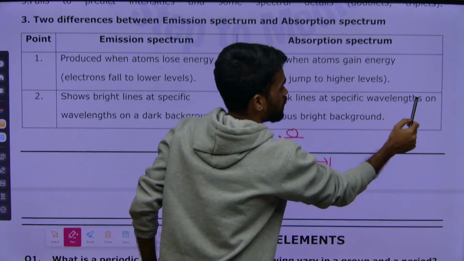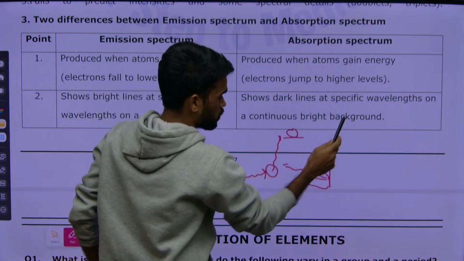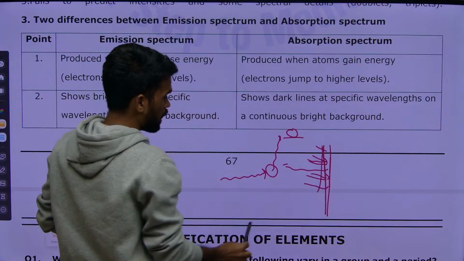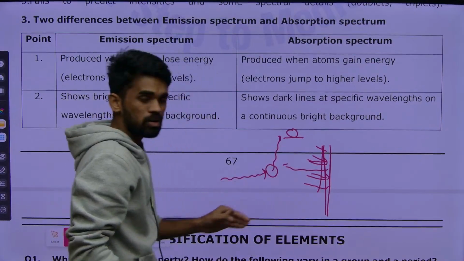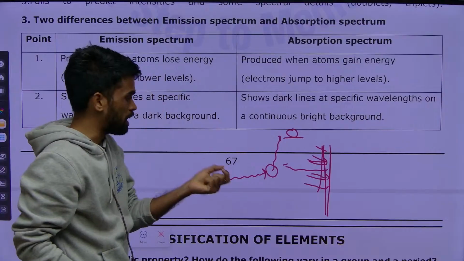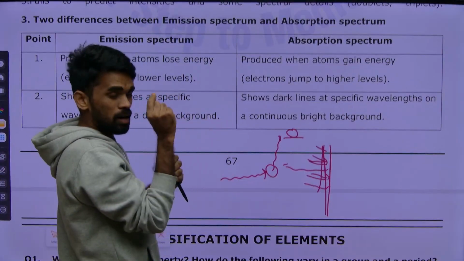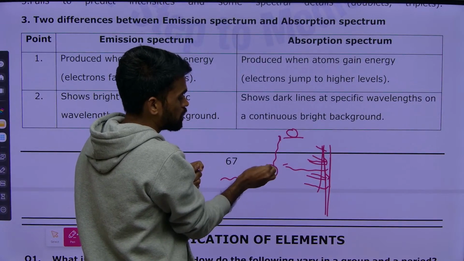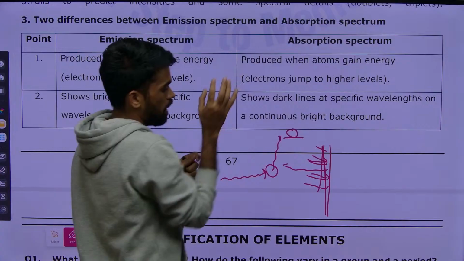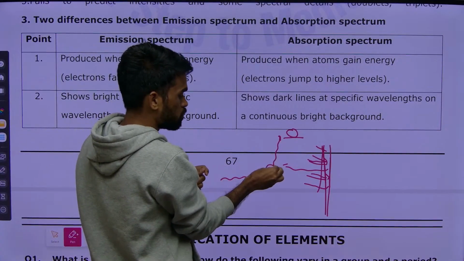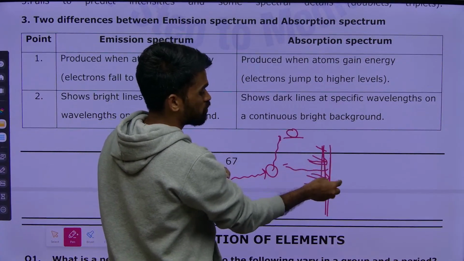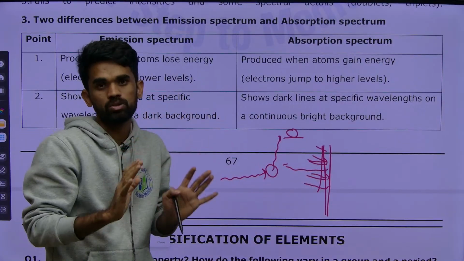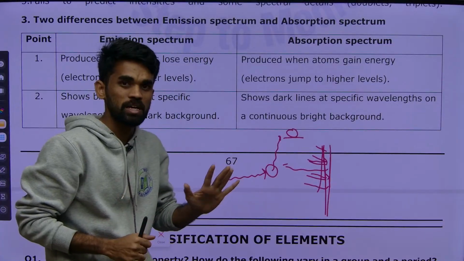Now this shows dark lines at specific wavelengths and a continuous bright background. See, on this photographic plate there will be a continuous bright background because the light is falling on the background completely, but light of a particular wavelength is missing because that is absorbed by the atom. Therefore, its electron is jumping from the lower energy state to the higher energy state. Whatever energy is absorbed, those lines will be missing on this photographic plate, resulting in dark lines and a bright background. That is it. This is a simple way you can understand.